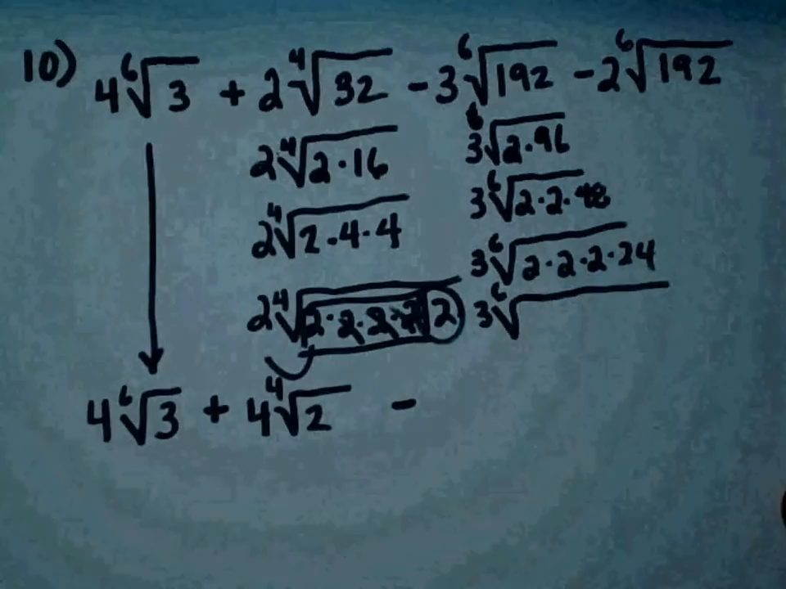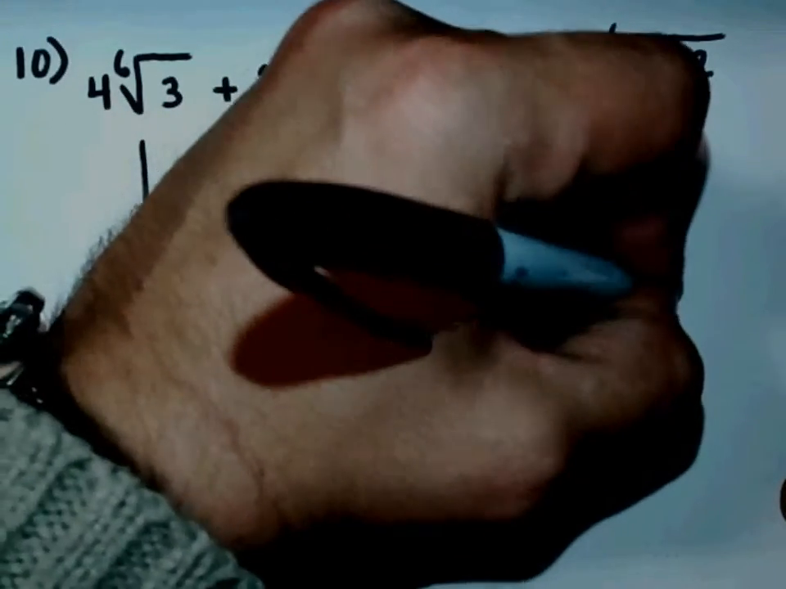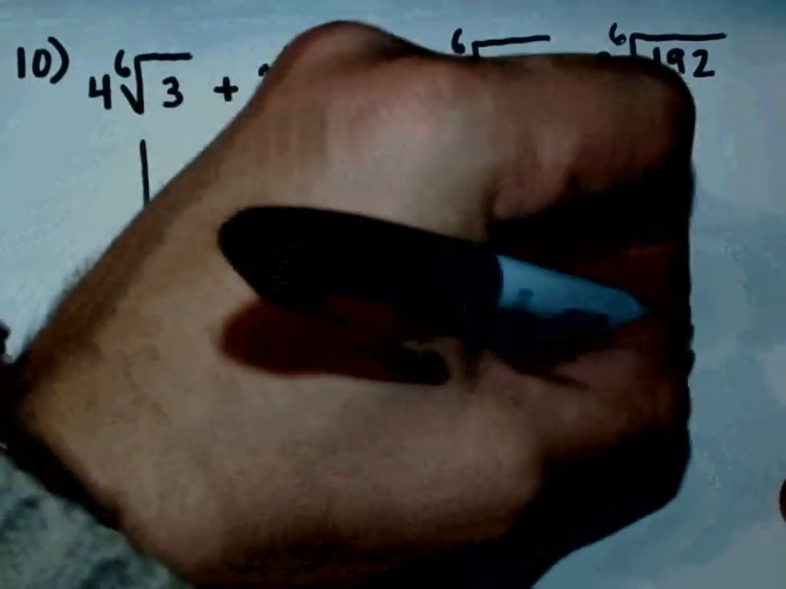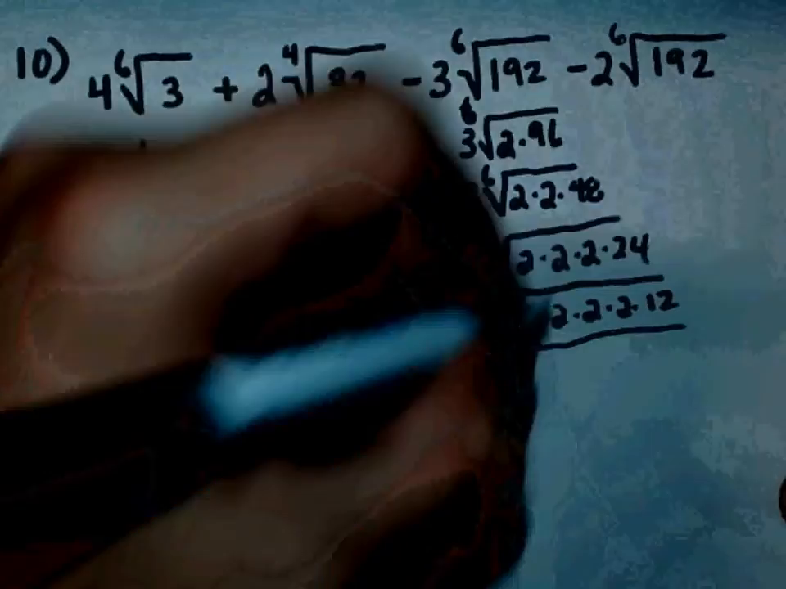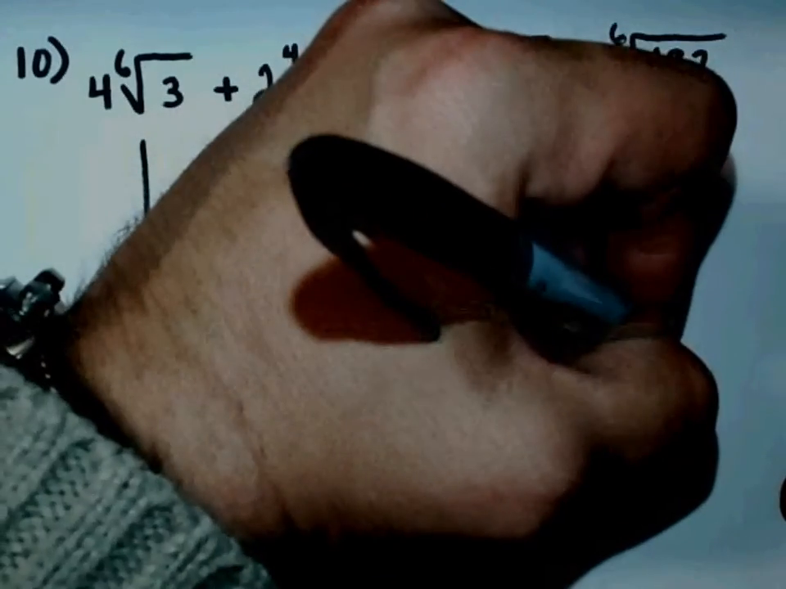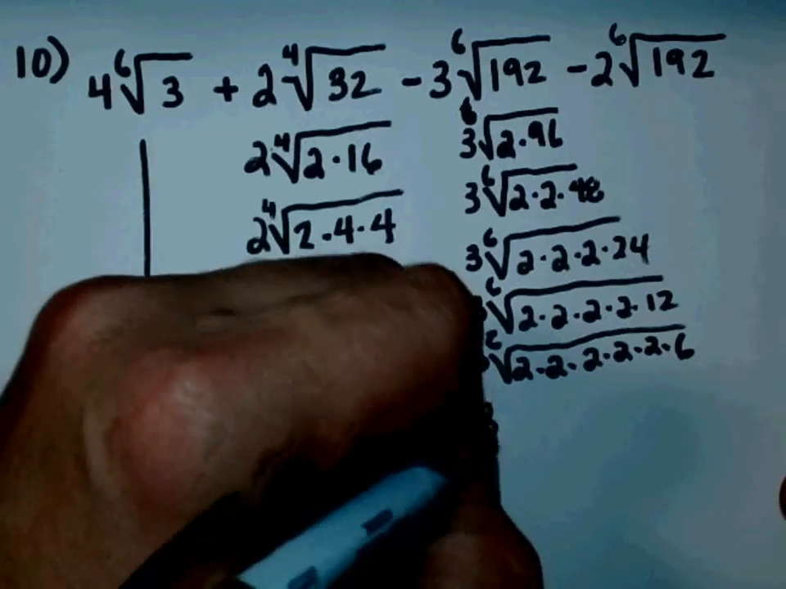All right, I know there's some perfect squares in 24. But you've got 2 times 12. Two times 6. And then your last one, hopefully.